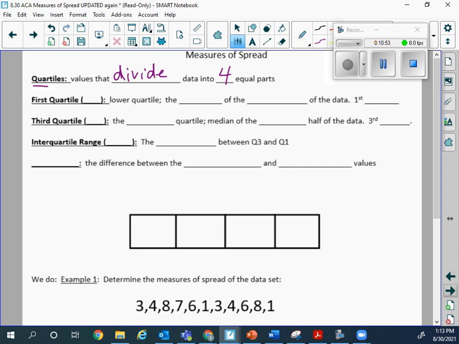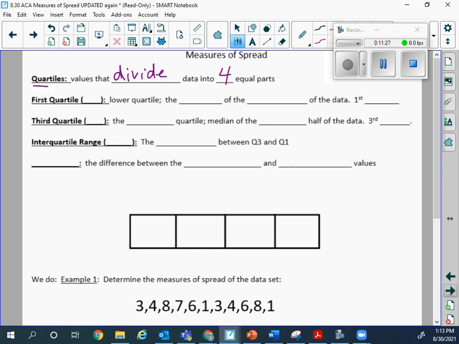Where have you seen that prefix before? Quarters, like in money, there's 4 quarters in a dollar. What else? Quadruplets, that's people that have had 4 kids, right? What about a quartet? You sing in a quartet, there's 4 people. Anything else? Quarts? 4 quarts in a gallon? Quadrilaterals have 4 sides. You see that prefix qua, that means 4, okay?